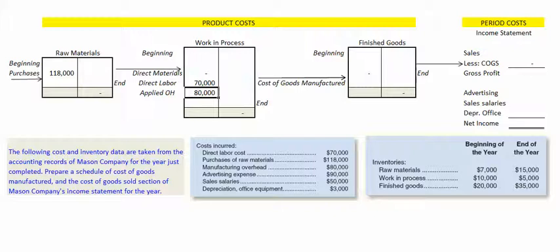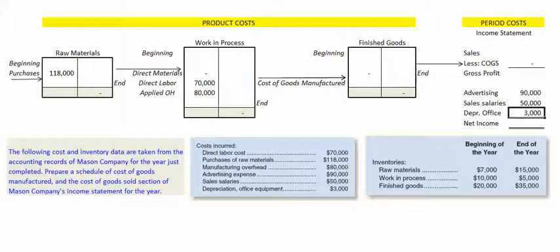Our advertising expenses are a period expense and will get recorded directly on our income statement. Sales salary are also a period expense and will get recorded directly on the income statement, as will the depreciation on our office equipment of $3,000.